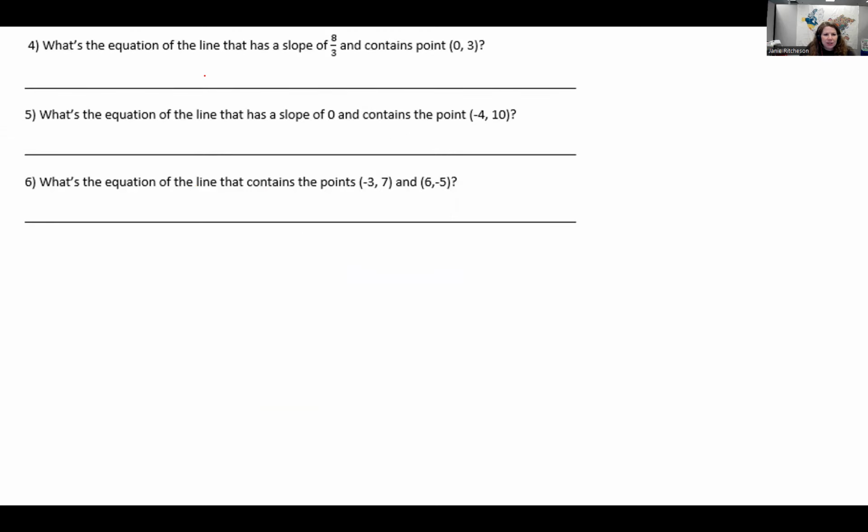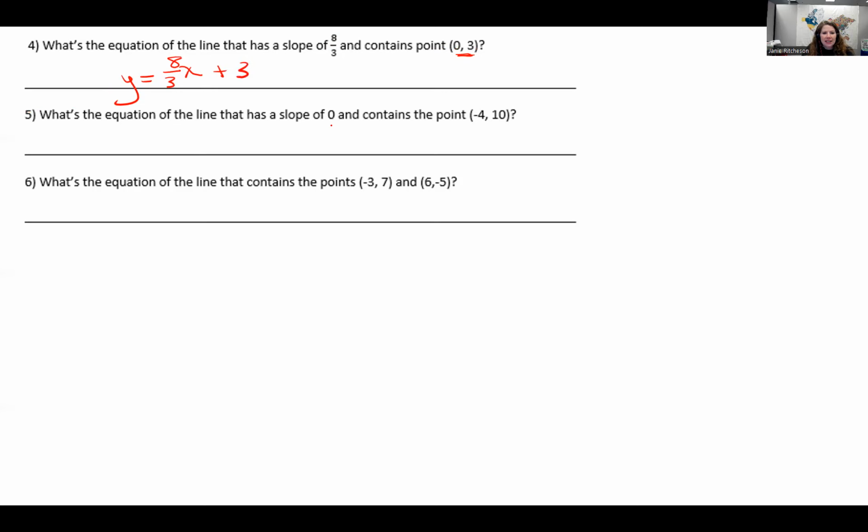Number 4, what's the equation of a line that has a slope of 8/3 and contains the point (0, 3)? Well, they give us the y-intercept right here. The y-intercept is 3 because x is 0. That means 3 is the y-intercept. So we don't have to do any math in this problem. Just put it all together. Our slope times x plus 3.